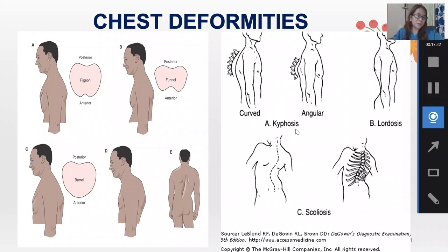Okay, kapag kyphosis, ayan, yung nangyayari sa likod. Kyphosis is another term ng kuba. Nagiging kuba yung pasyente. Dyan banda ang kanyang kuba. For the lordosis, ang lumalaki sa lordosis, ayan, pag ganun ang shape, no? Ito yung parang buntis. Lordosis usually nangyayari kapag may buntis.